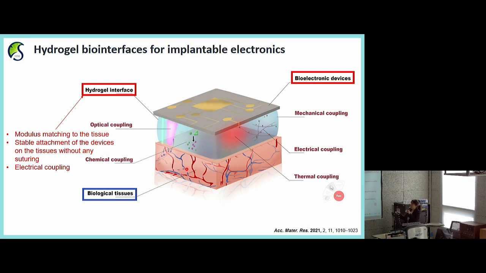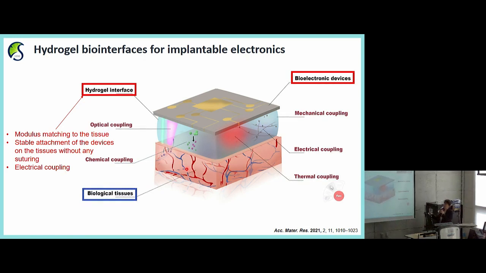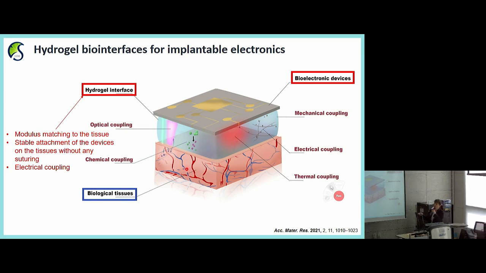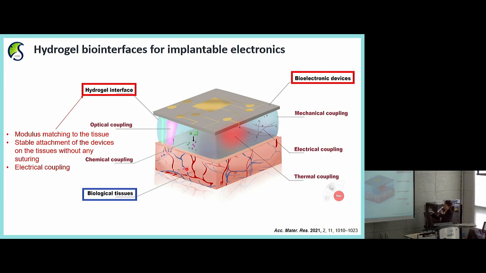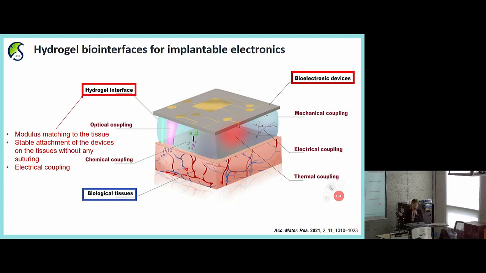If we change the interfaces with hydrogel material, that hydrogel can match the tissue, and it can have a role in the fixation of the electronics if we use an adhesive hydrogel as an interfacing layer. And then that hydrogel can have electrical conductivity, so we can have an effect on the coupling between the electronics and the tissues. That is the reason why we are using hydrogel biointerfaces between the electronics and tissue.